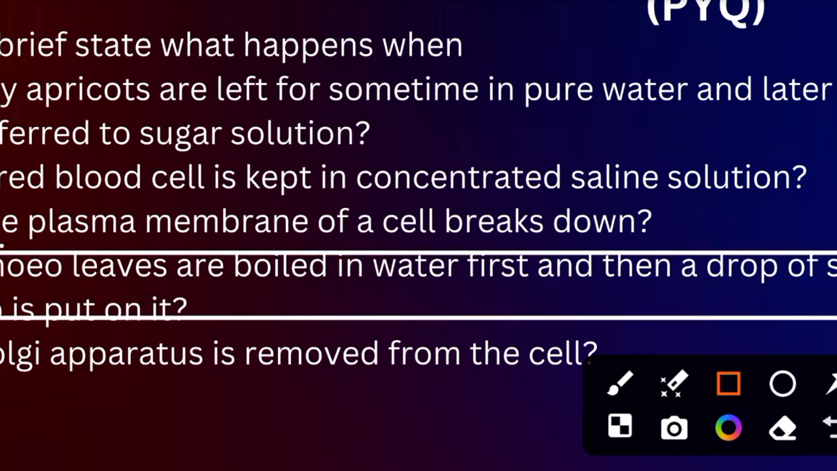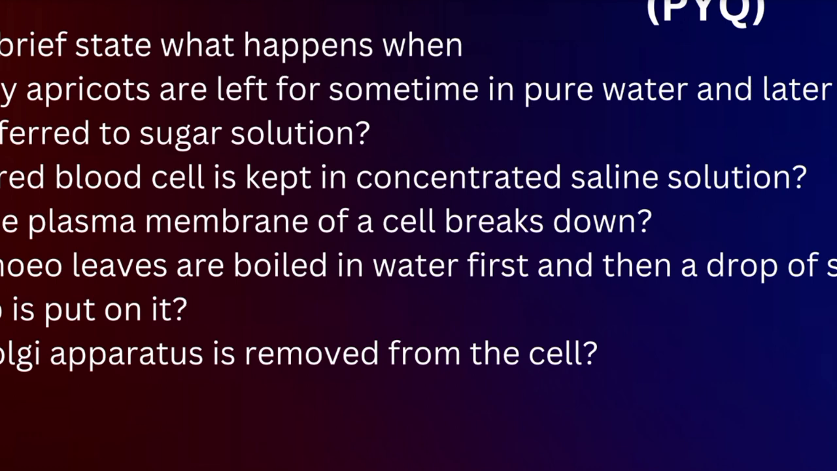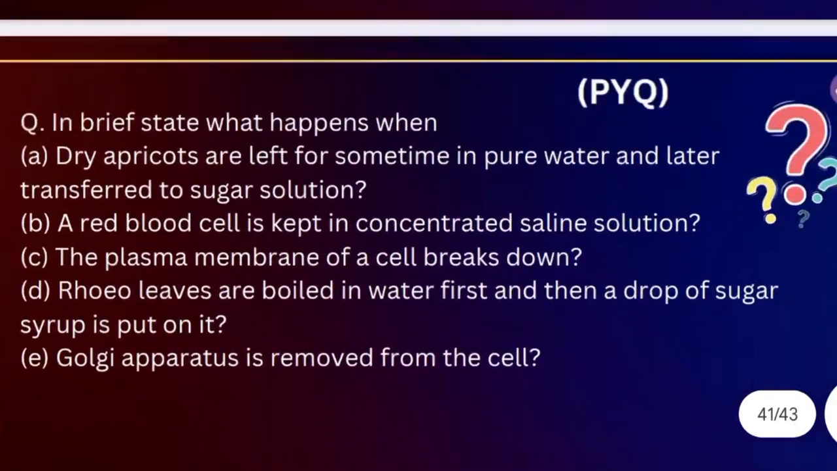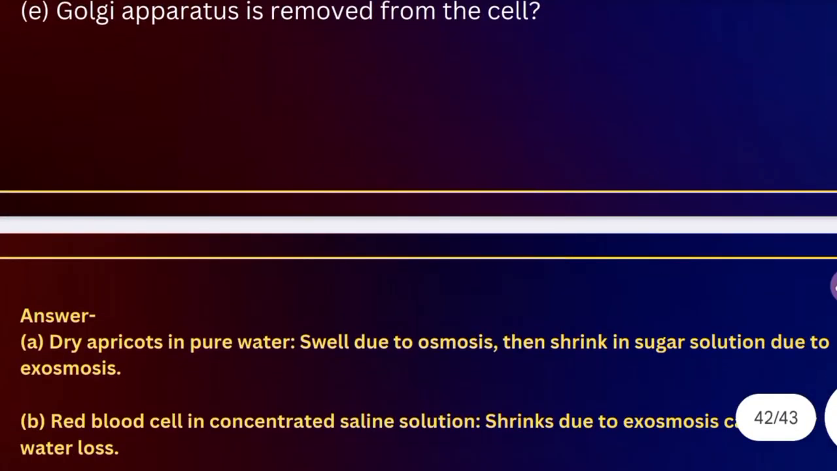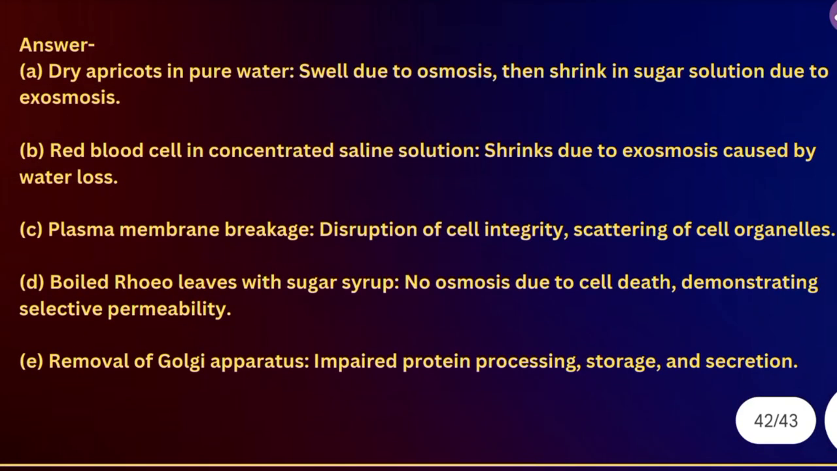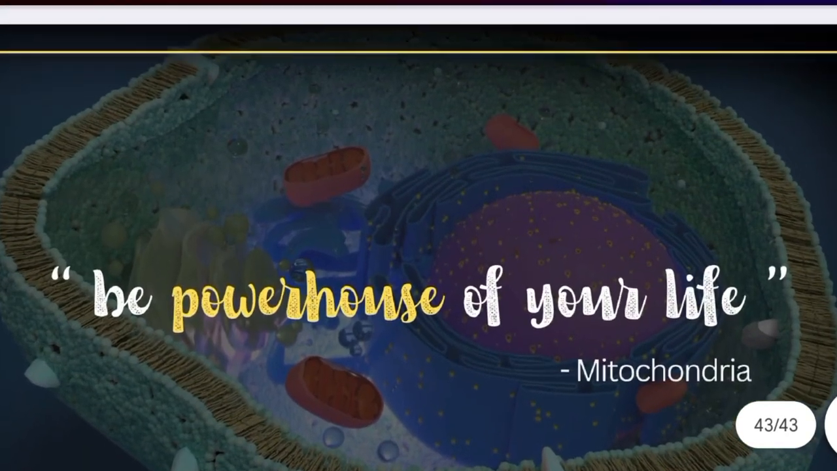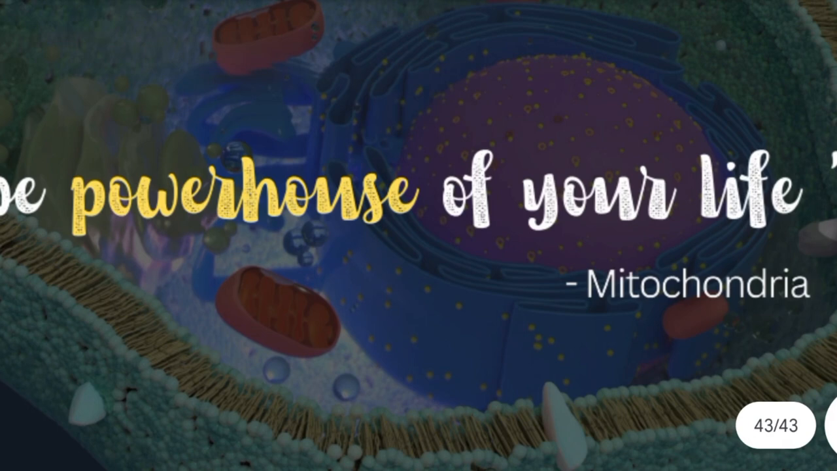If the Golgi apparatus is removed from the cell, transportation won't happen, modification won't happen, storage won't happen, so many things will not happen. Okay, the answer is: boiled leaves with sugar syrup, no osmosis due to cell death, demonstrating selectively permeable membrane. Golgi apparatus, protein. So here are the answers to your questions. You can see them. Now here we are at the end of our chapter.